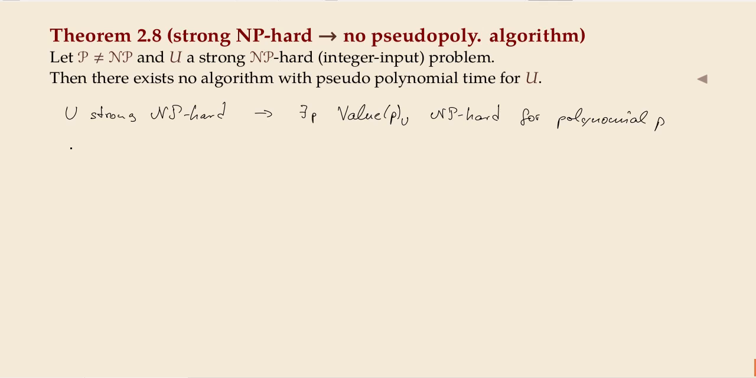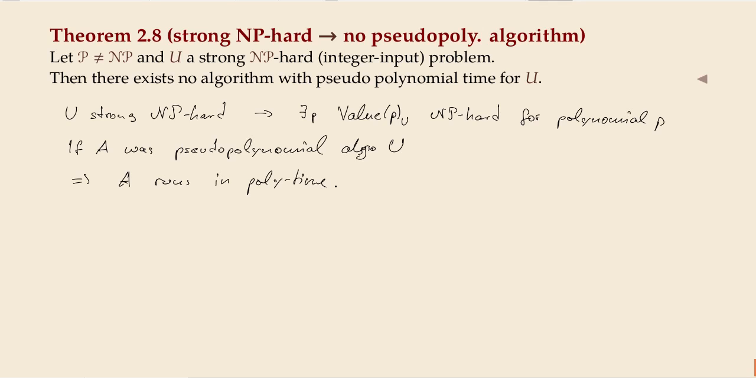Well, but we've already seen that if there was a pseudopolynomial algorithm A for the problem U, then A runs in polytime for all instances of the restricted subproblem.